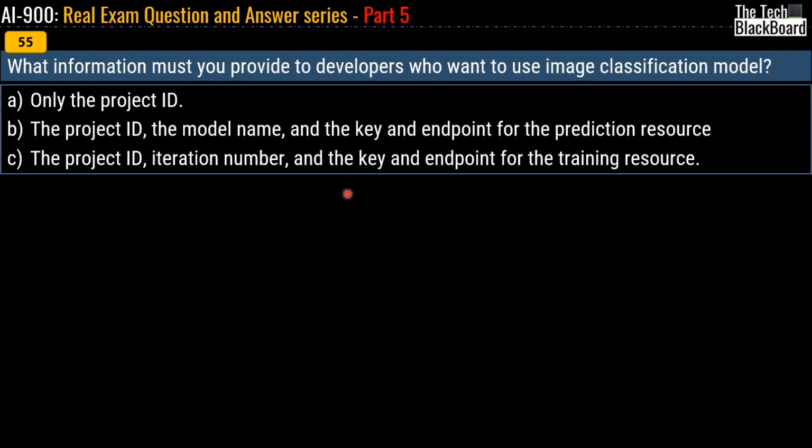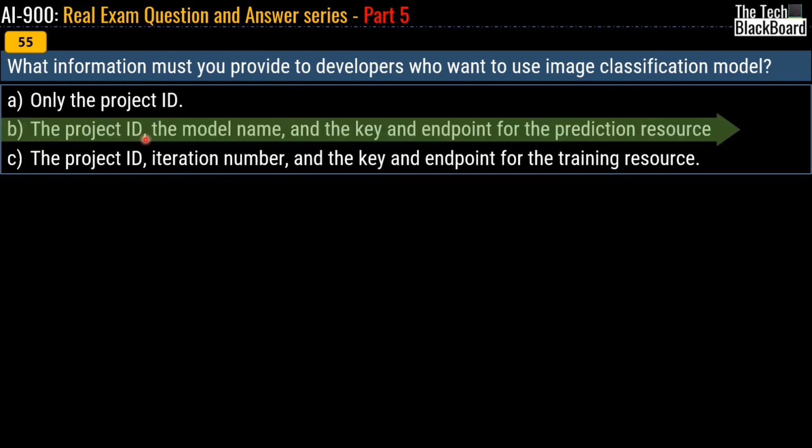Moving on with question number 55. Now let's read the question. The question says, what information must you provide to developers who want to use an image classification model? Your options are, option A, only provide the project ID? Or option B, along with the project ID, you also provide the model name and the key and the endpoint for the prediction resource. And option C says that with the project ID, you also provide the iteration number and the key and the endpoint for the training resource. The correct answer for this question is option B, that you should provide the project ID, the model name, and the key and the endpoint for the prediction resource.